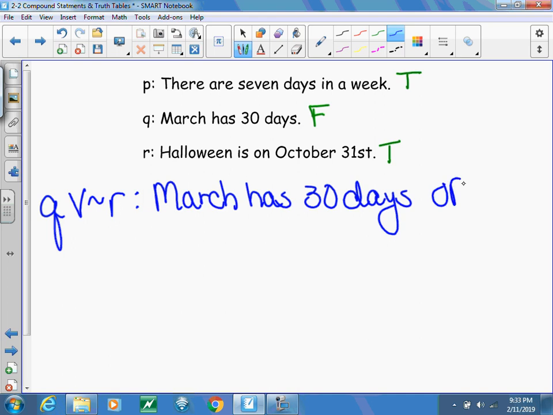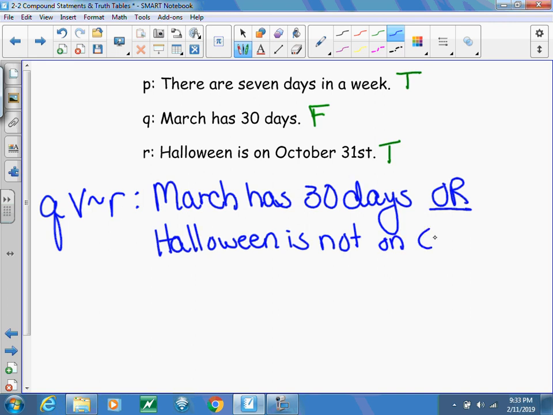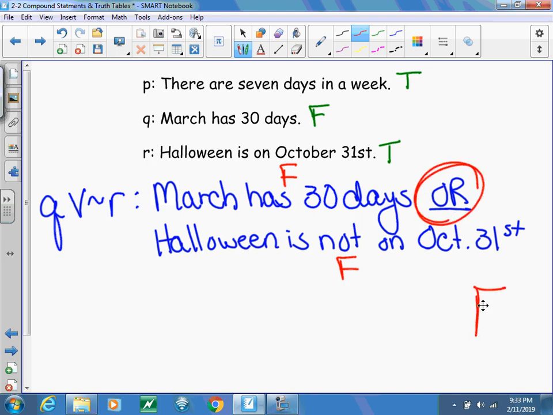And then I have to use or. Now I'm doing the disjunction, so Halloween is not on October 31st. All right, so March has 31 days right there. That is a false statement. And Halloween is not on October 31st. That is also a false statement. So now, because I'm dealing with two false statements and it's an or, I am looking at an overall false statement between these two.